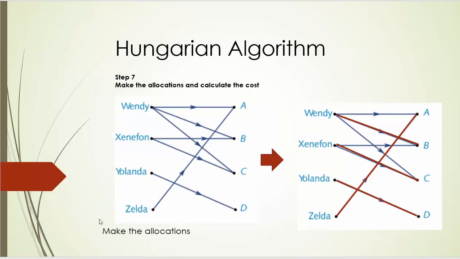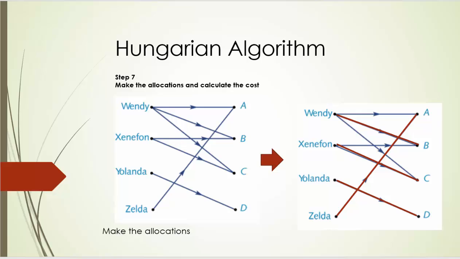Obviously, we still have to make some decisions. Now we know that Zelda has to go to A, so that's gone in red. We know that Yolanda has to go to D, that's in red, which leaves B and C to be assigned. While Wendy can go A, B, C, it doesn't matter at this stage. Wendy goes to B and Xenophon goes to C. Could be the other way around, but that makes more sense. So the red line is the final assignment.